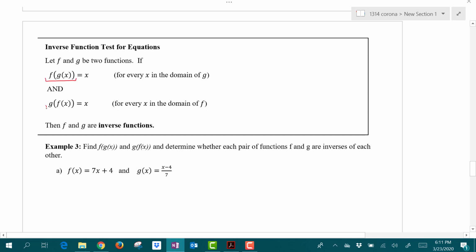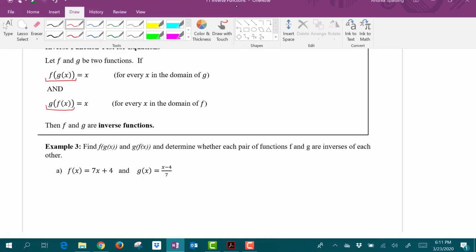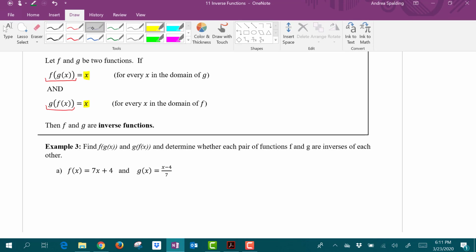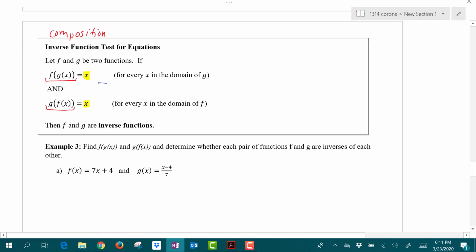What we're going to do is compose the functions together both ways. So this idea is composition. And when we compose the functions together both ways, the result should be exactly x. If we get out exactly x, no more, no less, then the functions are inverses.